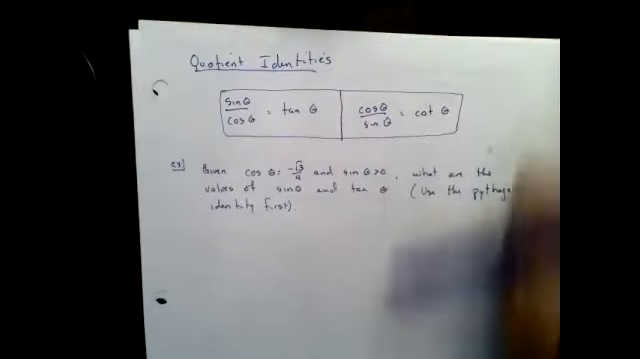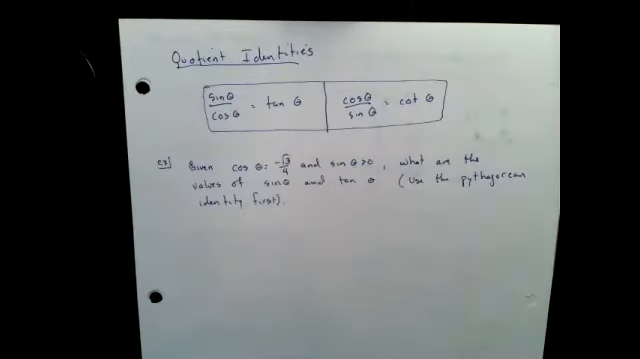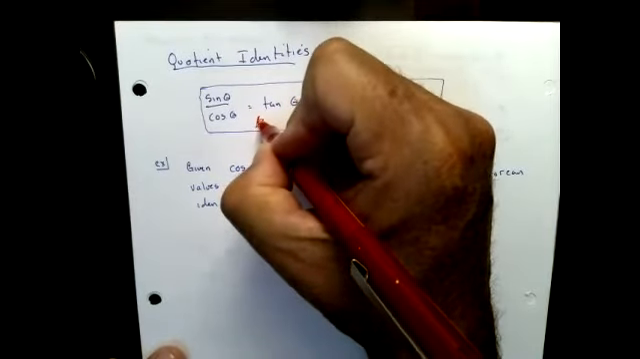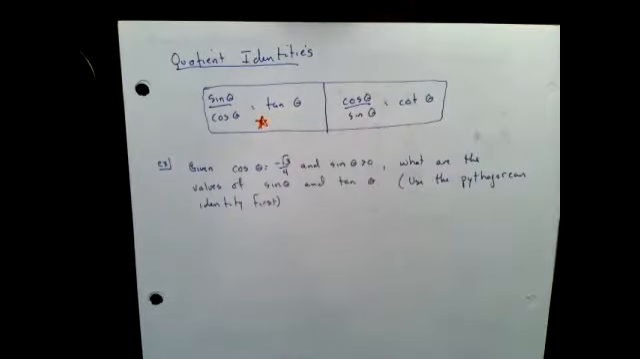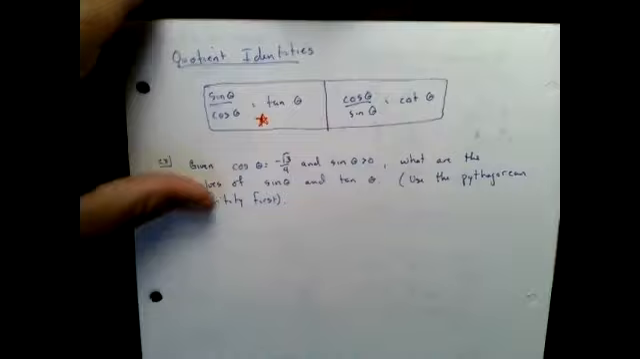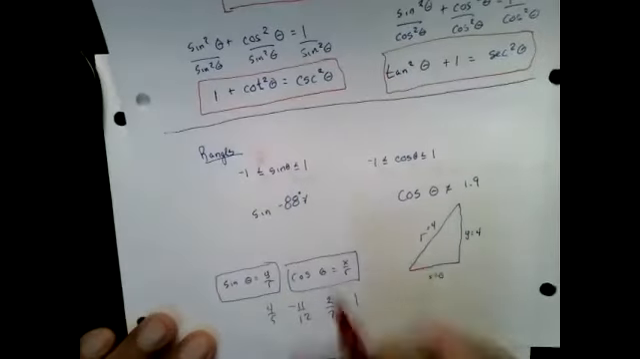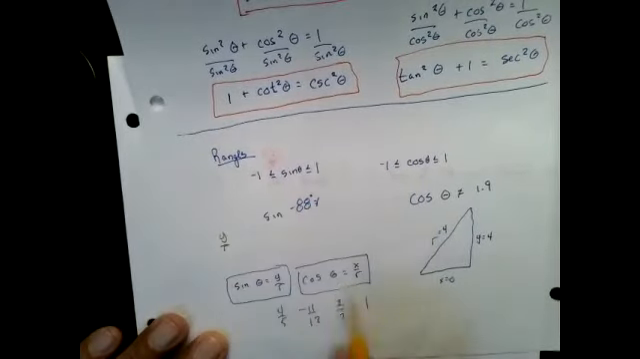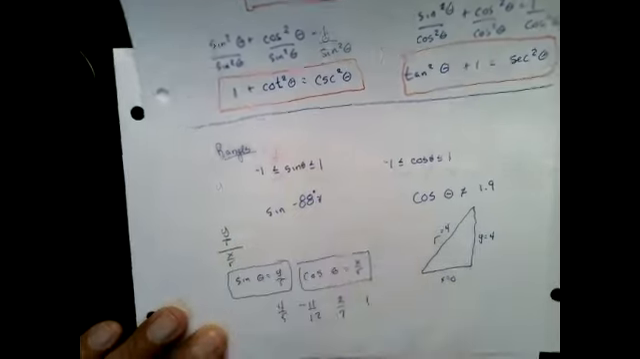Okay, finishing up 4.1. We have something called the quotient identities. And this fella right here gets a big star. It's huge. The knowledge that the sine of theta over the cosine of theta equals the tangent. And we could get into, well, where does that come from? Well, if I go back over here and I write, sine of theta is y over r, divided by the cosine of theta, which is x over r.